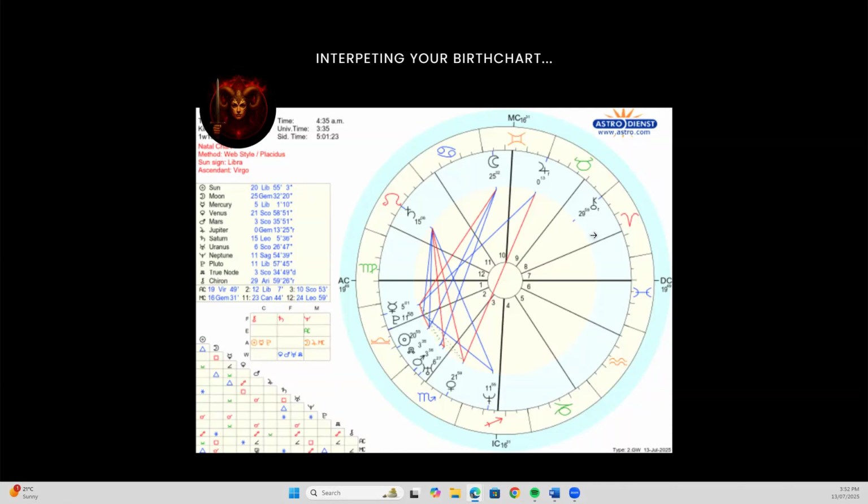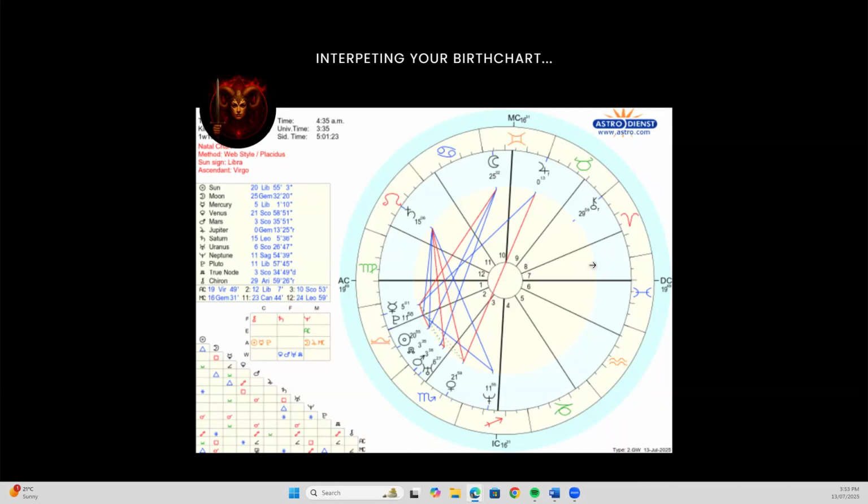So the different houses we'll talk about in later weeks, but they each stand for different areas of your life. For example, 2nd house is more about your money, your resources. 3rd house might be connected to siblings. 4th is family. 7th is relationships and marriages, etc., etc.